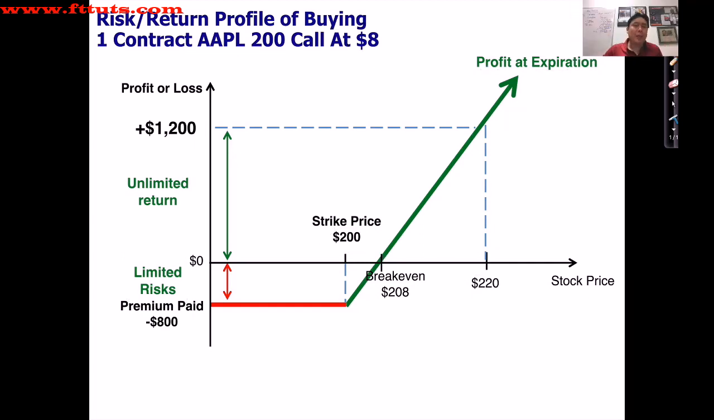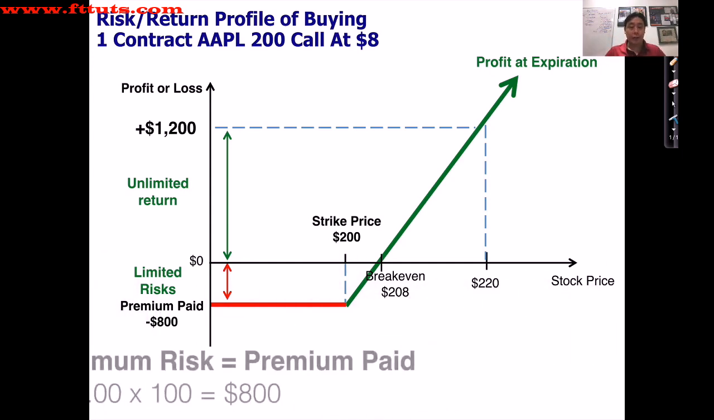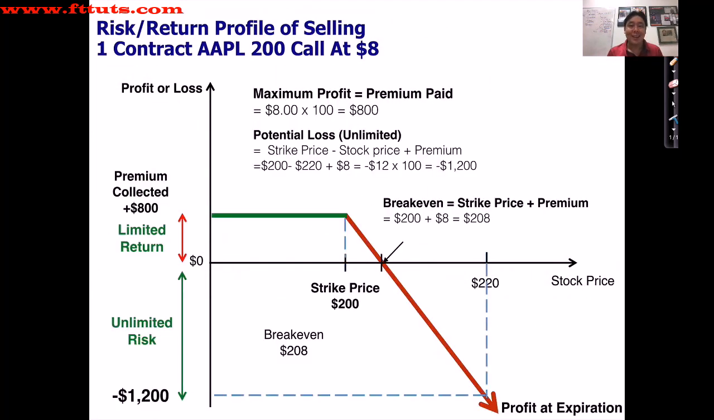returns. But what about the call seller? Remember that you can either be a call buyer or call seller. For the call seller, it's the complete opposite. The graph looks like that. It's inverted. For the call seller, you have limited return, but potentially unlimited risk if you sell the calls naked. I'll explain what that means in a short while. Don't get too excited.